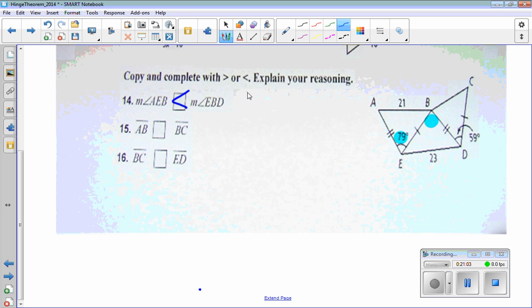Okay. How about AB and BC? Let's look at those. AB and BC. Well, AB is across from 79. BC is across from 59. So since 79 is bigger than 59, AB is bigger. Wouldn't you agree? Good. All right, how about the last one? BC and ED.